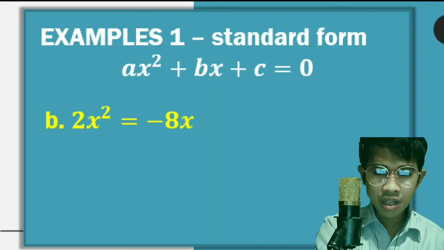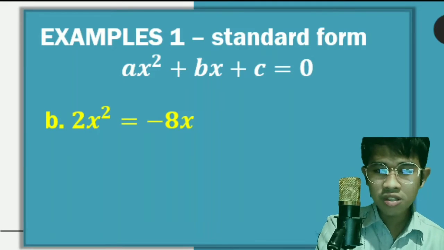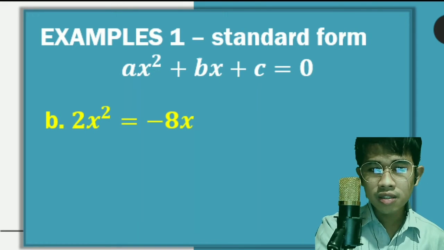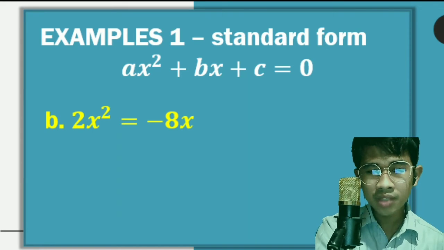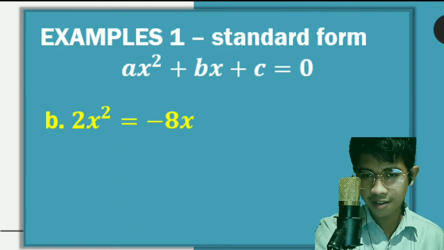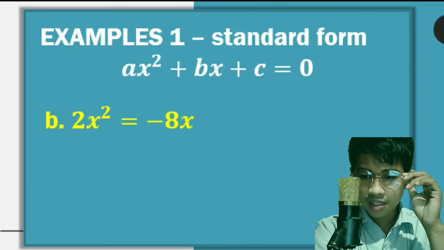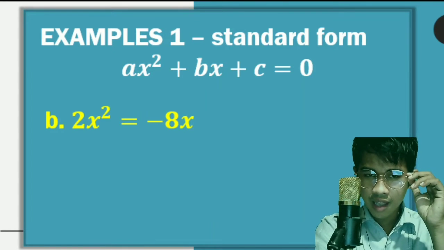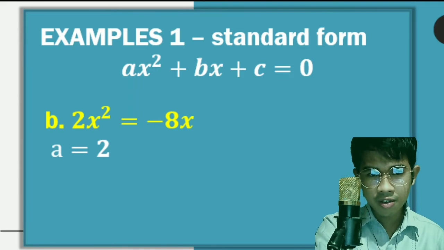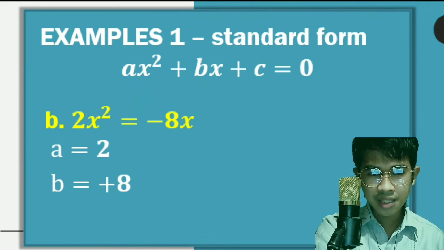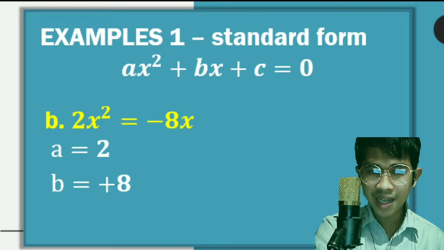So once nga i-transfer ta siya sa piyak, i-transpose ta sa piyak nga side, sa left side sa aton equation, ma-change siya into positive. So ang 8 naton ma-positive 8x na siya. So identify ta na what is our A, real number. A is equal to 2. What is our B? So kay nag-positive na siya. So ginbutahan ko na positive 8.